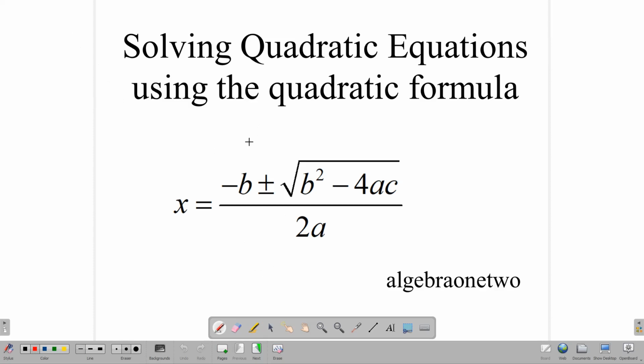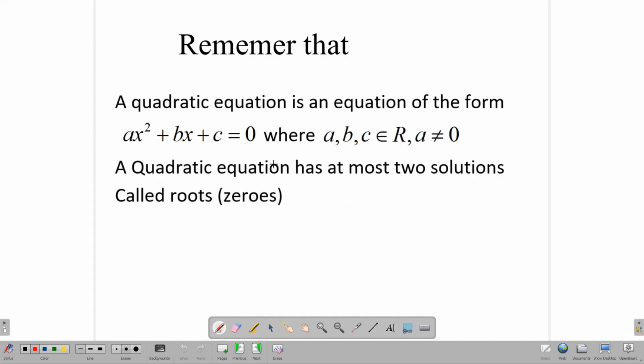Hello and welcome back. In this lesson, we are looking at solving quadratic equations using the quadratic formula. The quadratic formula: x equals minus b plus or minus the square root of b squared minus 4ac, over 2a. This is what we call the quadratic formula. But first, let us remind ourselves what a quadratic equation is.